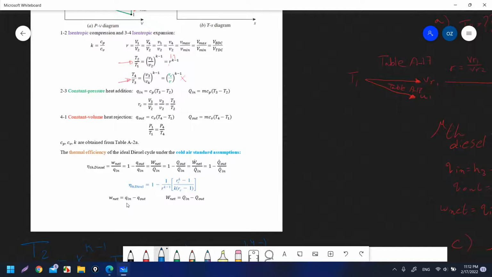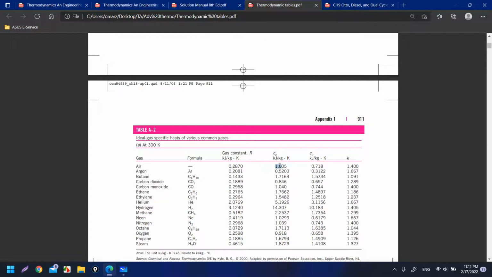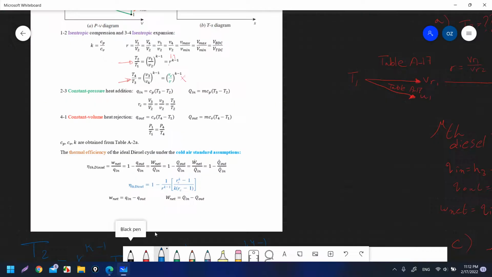The same equation, I need to find Qn and Qout. But Qn is equal to Cp (T3 minus T2) and Qout is Cv (T4 minus T1). For Cp and Cv, also from the table, 1.005 for Cp, and Cv is 0.718. With time, you will memorize these numbers. What about T3 and T2? I already found T3 and T2, so Qn is easy.